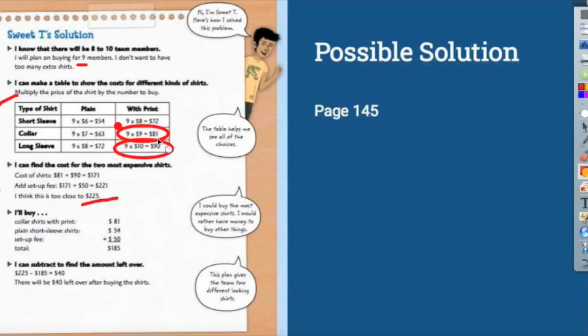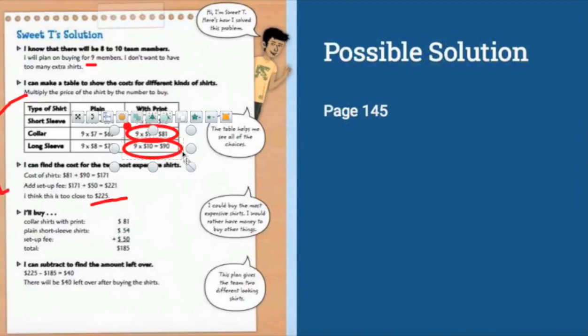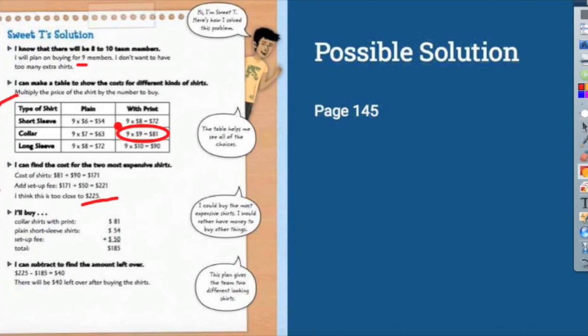So that was that 81. And he went ahead and changed this choice to a smaller one, so that way he had spent less money there. So he chose plain short sleeve shirts. So instead of going with the long sleeve that had print, he went short sleeve plain.